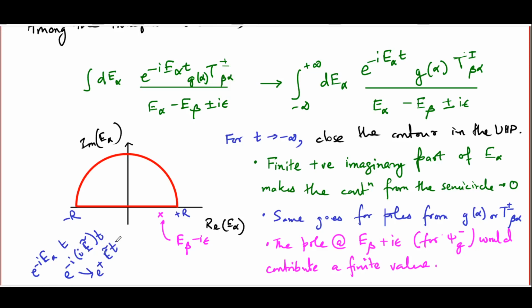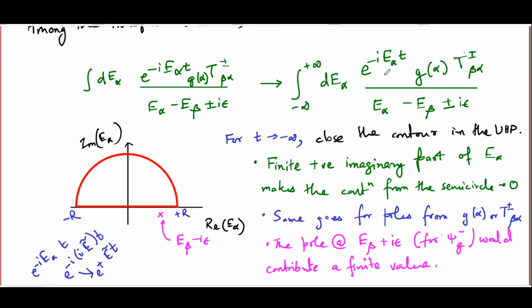So as long as E alpha has a finite positive imaginary part, the semicircle will contribute nothing. And so the contour integral will be the same as the integral that we want to evaluate. Now for this, we have to make use of the poles inside the contour. Now where will the poles inside the contour come from?